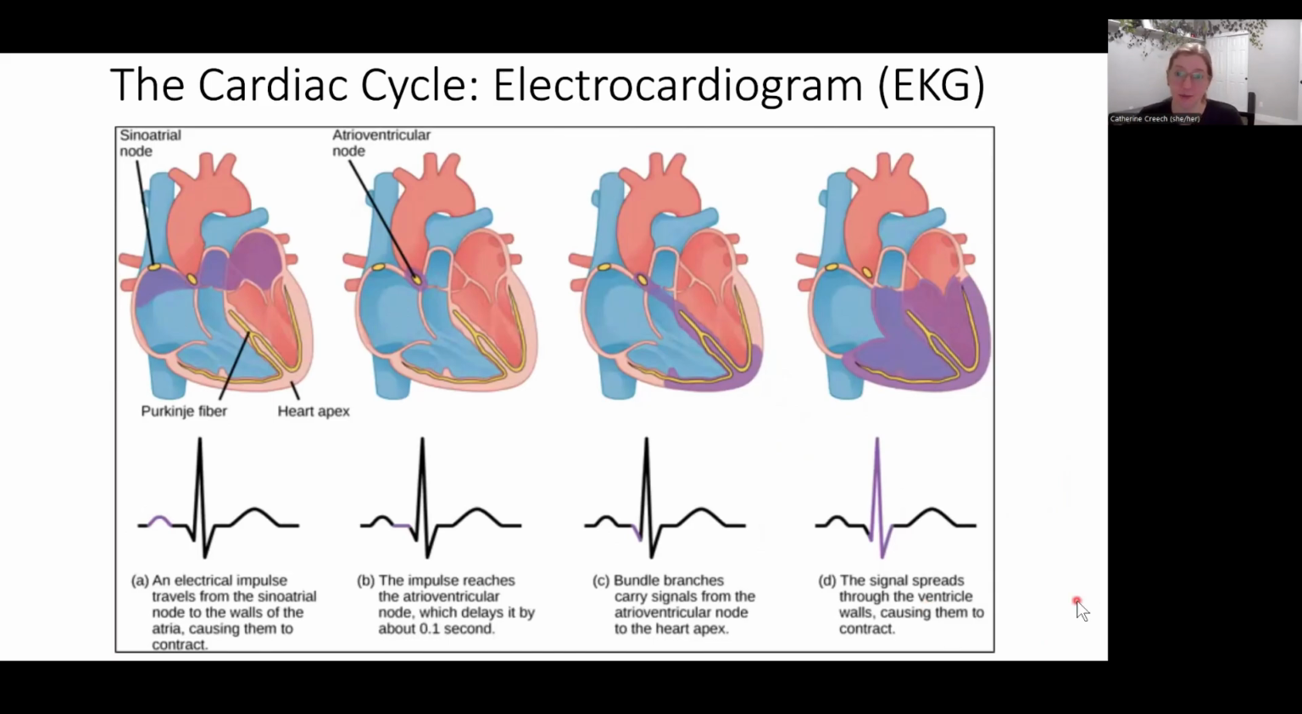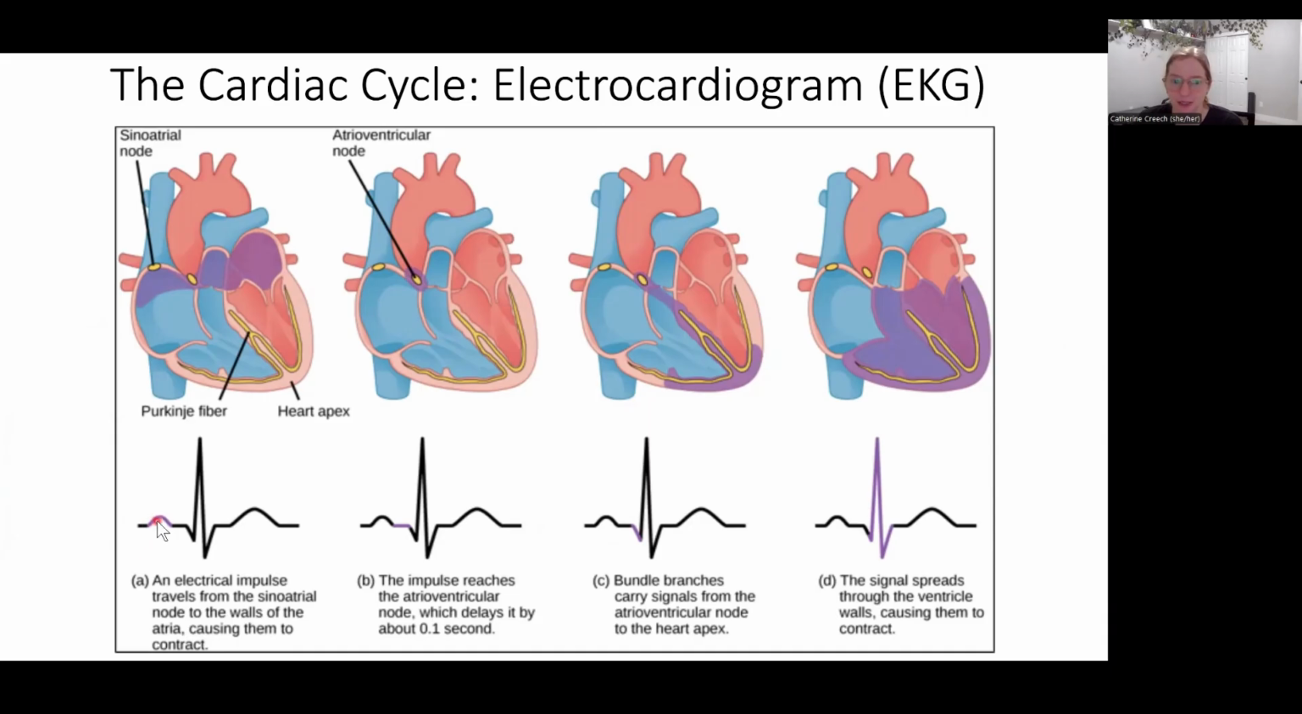We can check whether or not this system is going as it should using an electrocardiogram, also called an EKG. The reason it's a K instead of a C is because the term was originally German and they spell cardio with a K. It's also called an ECG, but it's more commonly called an EKG. Here's how it works. You're going to have your heart, and we're going to be measuring the electrical impulses as it goes through a cardiac cycle.